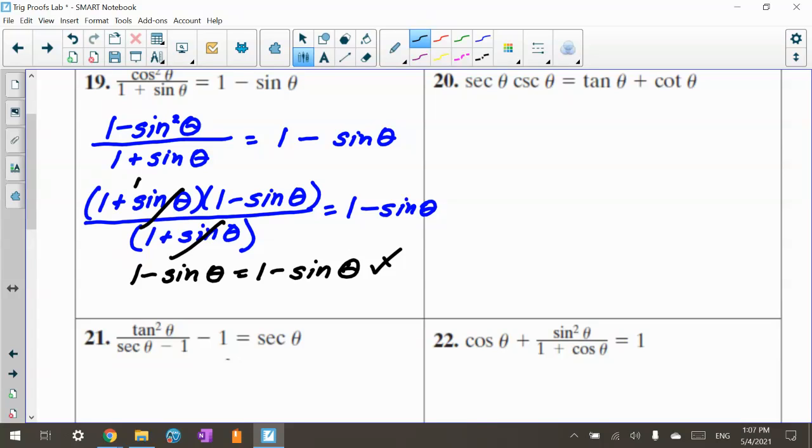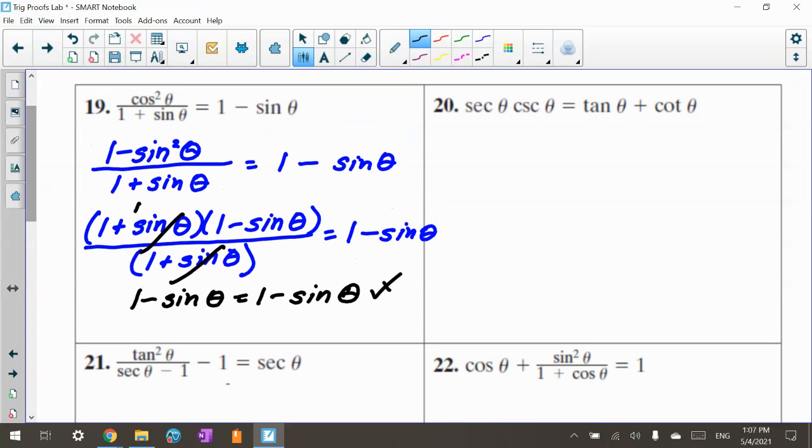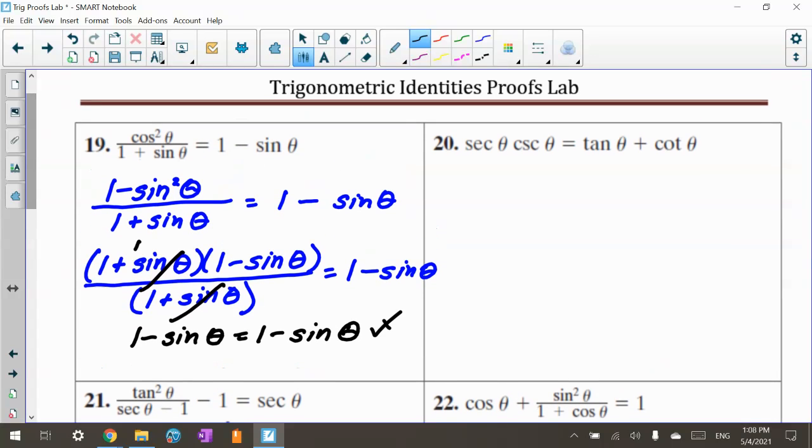Now, one of the ones on this whole lab that I think is kind of tricky is number 20, and it's got nothing to do with the actual algebra of doing it. It's everything to do with which side do I do. And I'm going to tell you, it's easier for you to do the right-hand side and get it to match the left than the other way around. They both work, but I'm just going to work with the left. So you're going to have to trust me on this.